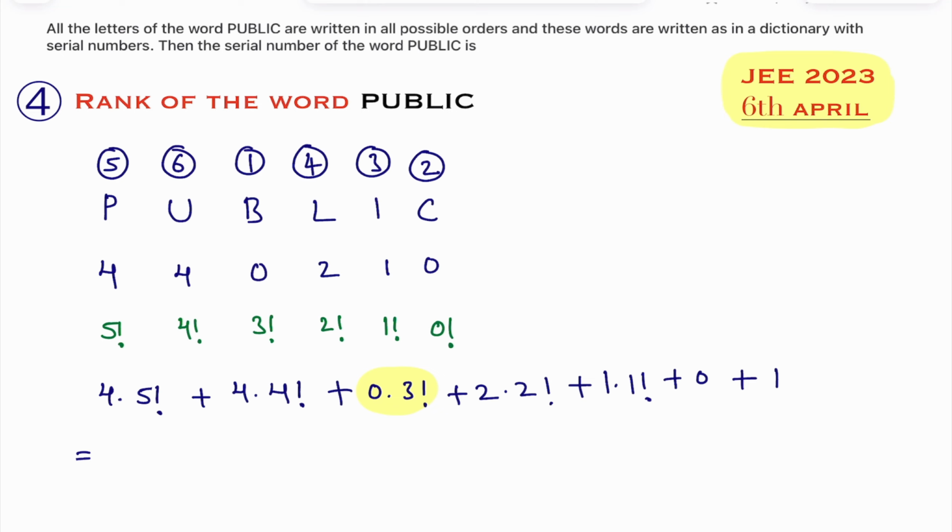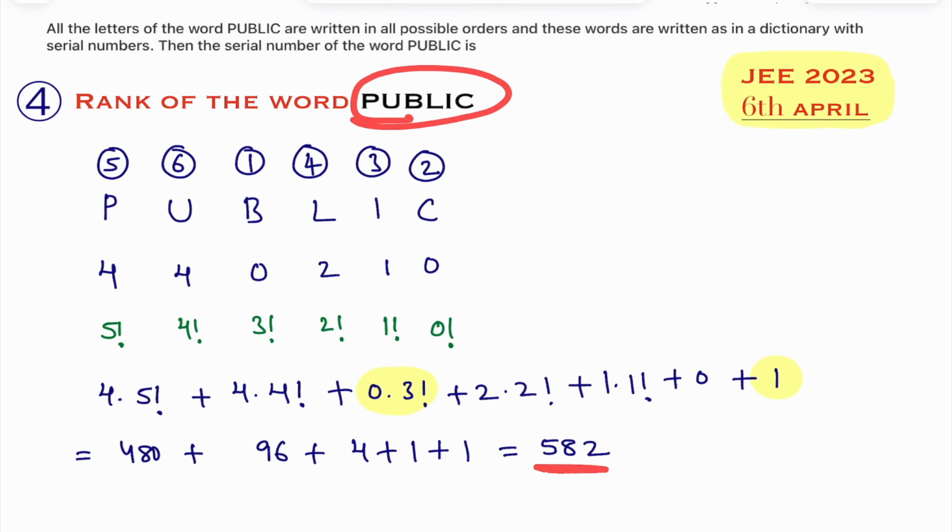5 factorial is 120. 120 into 4 is 480. Plus 4 factorial is 24. 24 fours are 96. Plus 2 into 2 factorial is 4. Plus 1 plus 1. You see, at the end, you need to write 1 here. If you add all these things, you will get 582. So, the rank of the word PUBLIC is 582.